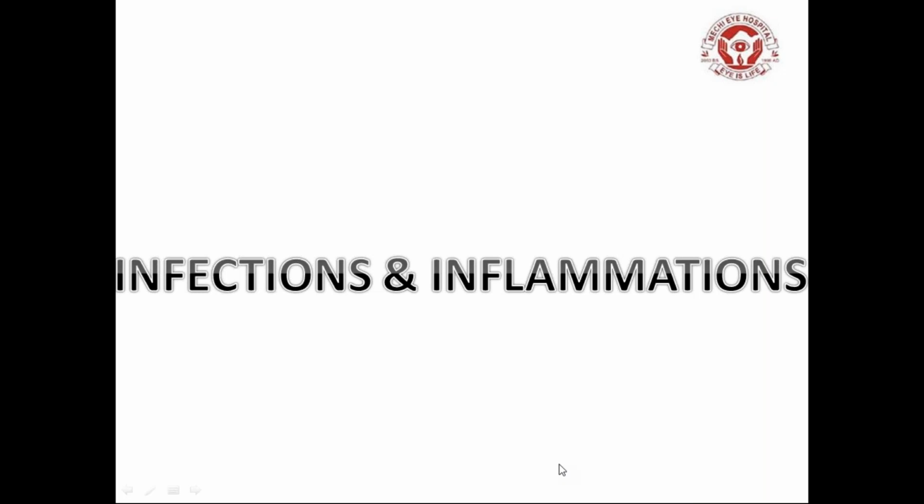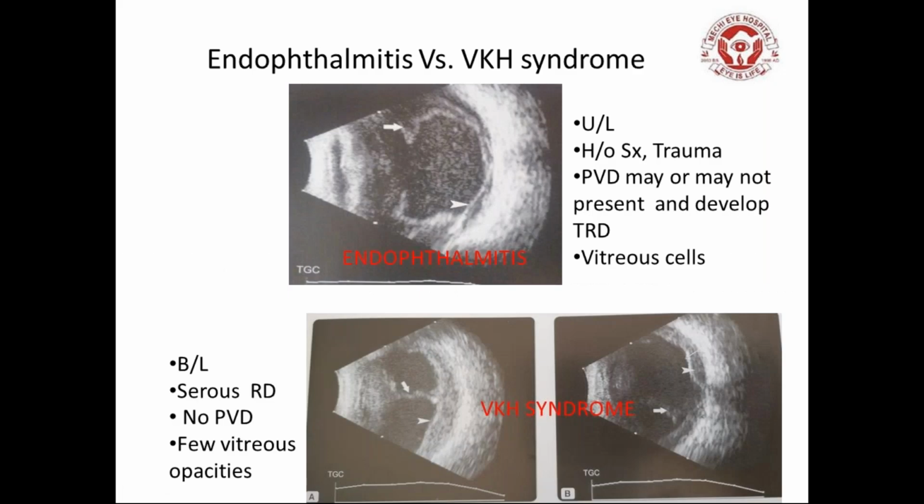Now coming to the infections. How do we differentiate endophthalmitis from Vogt-Koyanagi-Harada syndrome? In endophthalmitis, it is generally unilateral, and there is a history of surgery or trauma. PBD may or may not be present, and there is presence of vitreous cells. But in case of VKH syndrome, the case is bilateral, serous RD is present, no PBD is there, and few vitreous opacities are there.